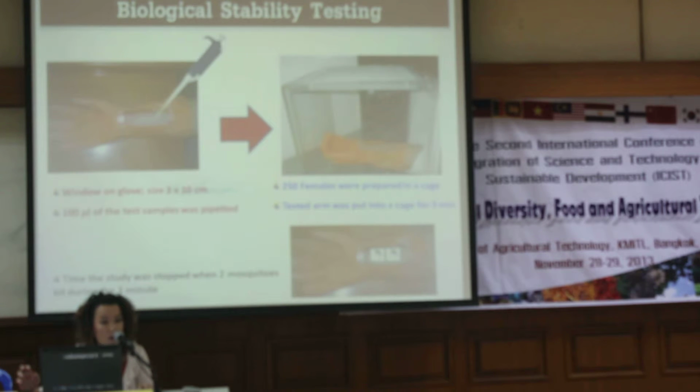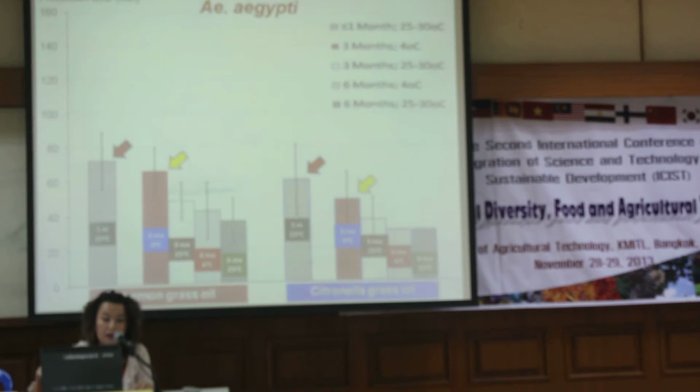If no mosquito bites occur within 3 minutes, the arm is withdrawn from the cage and the interval is extended to every 30 minutes. The test was continued until at least 2 mosquito bites occur in a 3 minute exposure. The protection time was the time from repellent application until the study was stopped. So in the next slide, I'll show you the protection time for Aedes aegypti. Please take a look at the red arrow here.